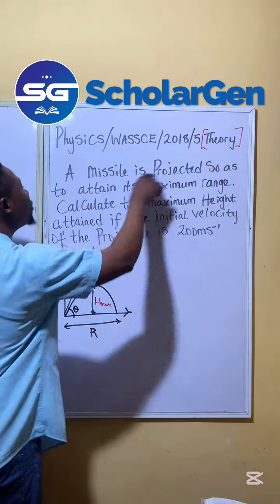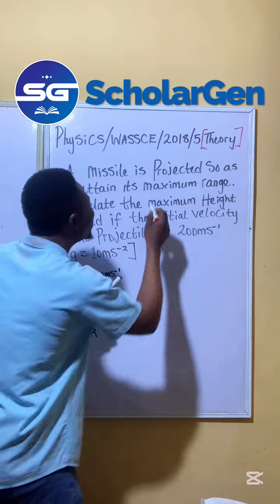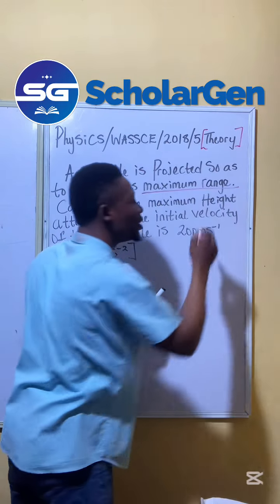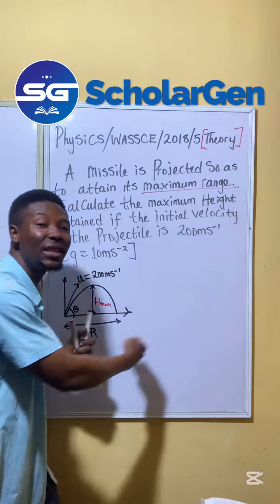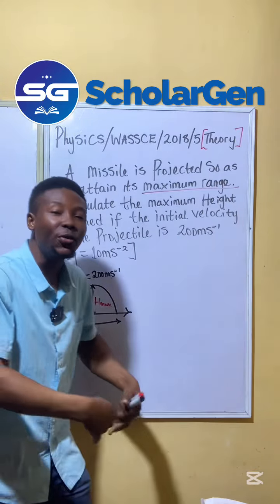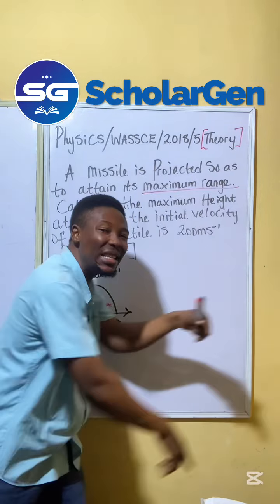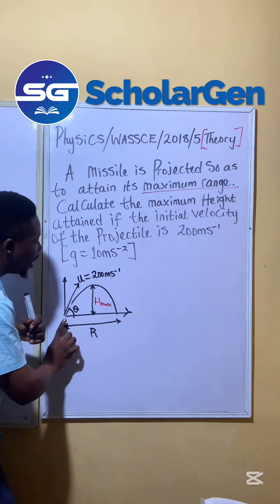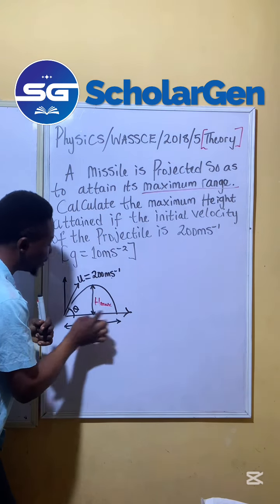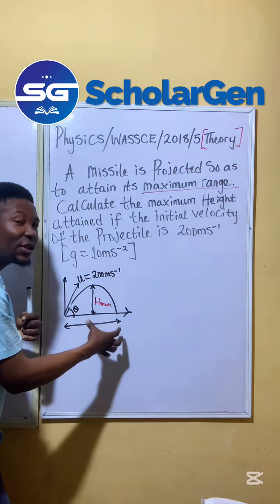They said a missile is projected so as to attain a maximum range. Take note, maximum range. Like I said, range is the horizontal distance it will cover. The point from which you project it to the point at which it lands is the range. I project it with an initial velocity, it gets to a maximum height and then lands. The distance from where I projected it to where it lands is the range.